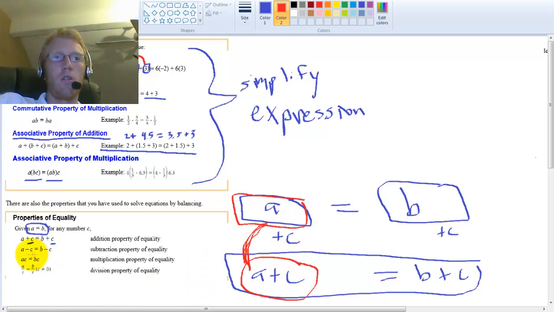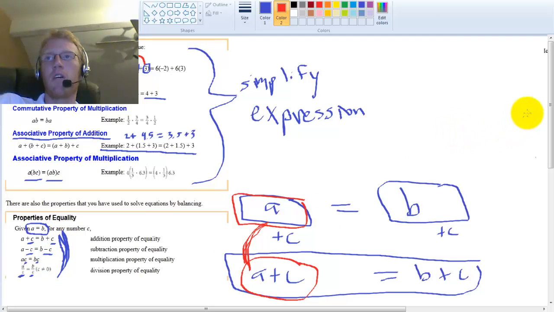Okay. You can also subtract from both sides. Okay, you already know that. You can multiply both sides by the same number. You already know that. And you can divide both sides by the same number as long as you don't divide by 0. So all 4 of these properties we've practiced quite a bit.